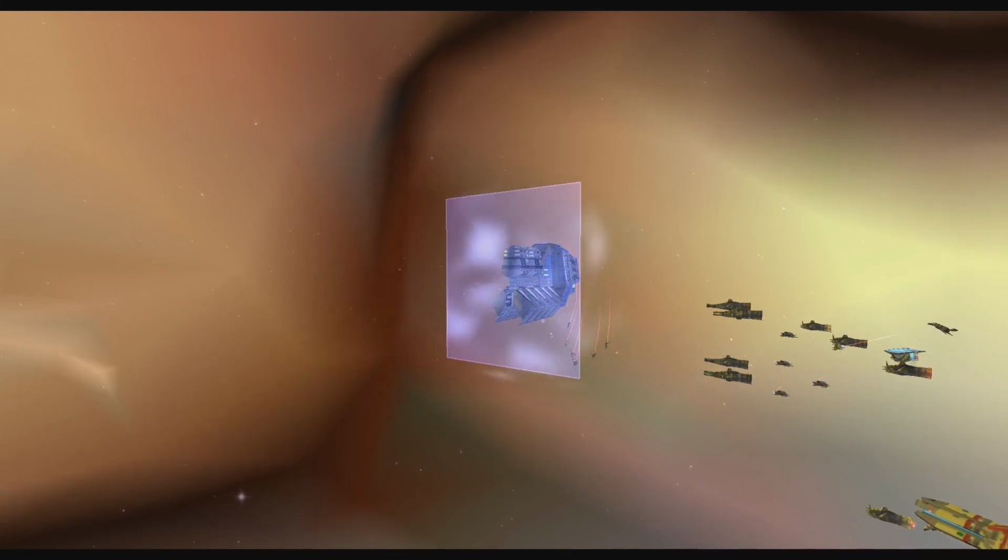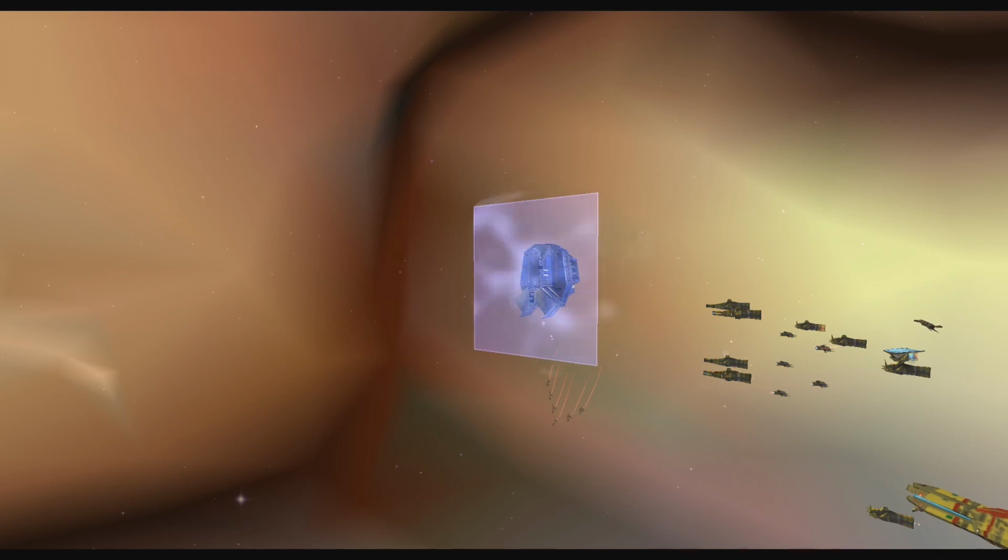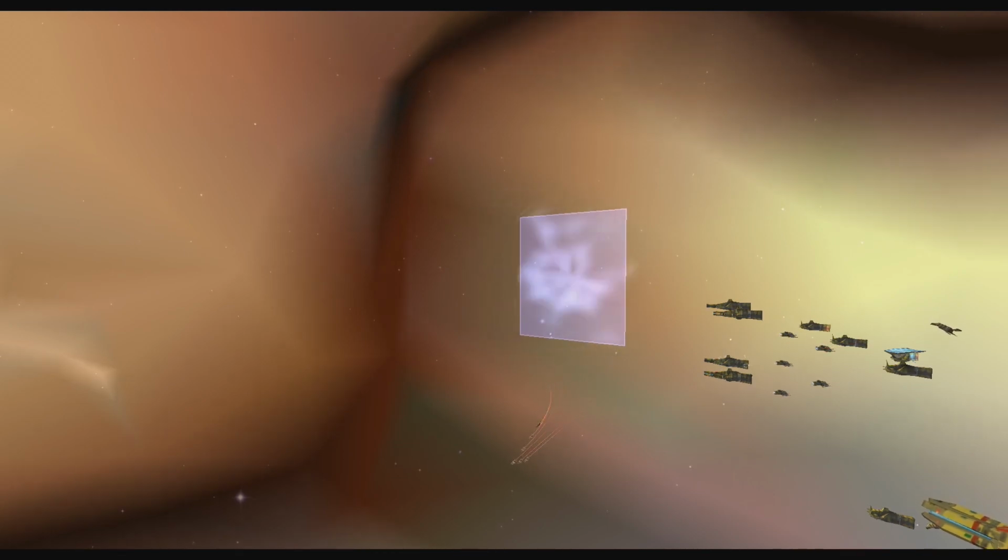Got enough ships back. And, you know, they just stopped shooting. No big deal. And anyway, on to the next mission.